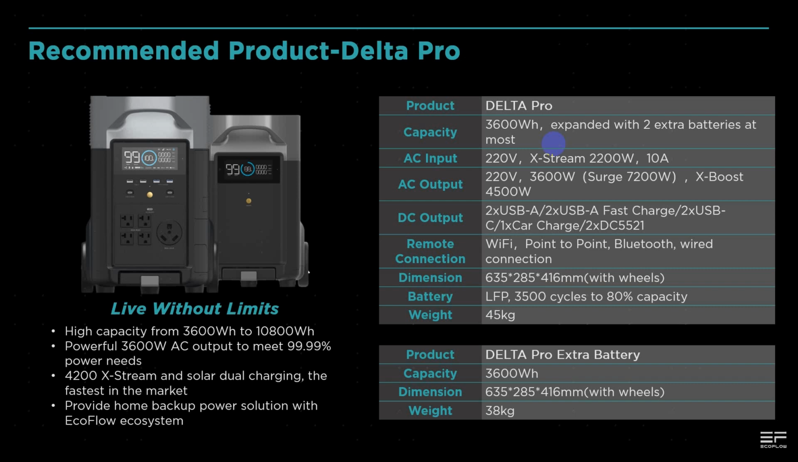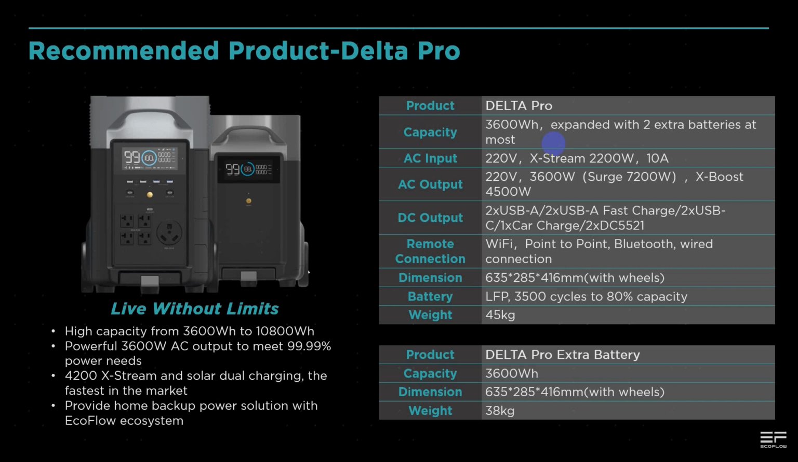And from the right side, you can check the details of Delta Pro and its extra battery. The capacity is 3,600 watt-hours. Also, it supports expanding with two extra batteries at most. The AC input is 2,200 watts. AC output is 3,600 watts. Surge power is 7,200 watts. With its X-Boost function, it can drive some of the appliances within 4,500 watts.